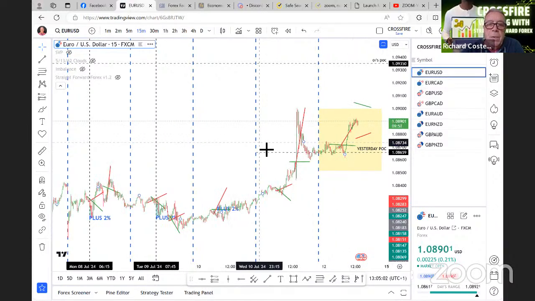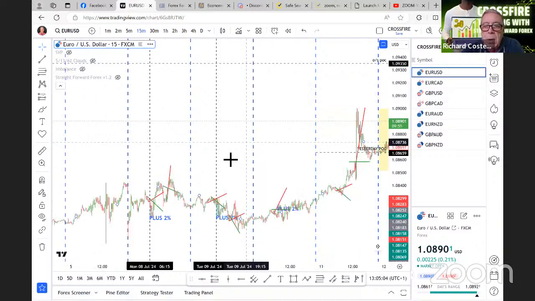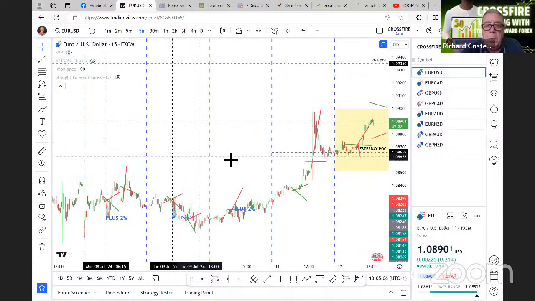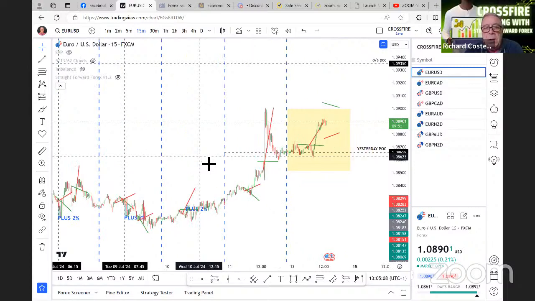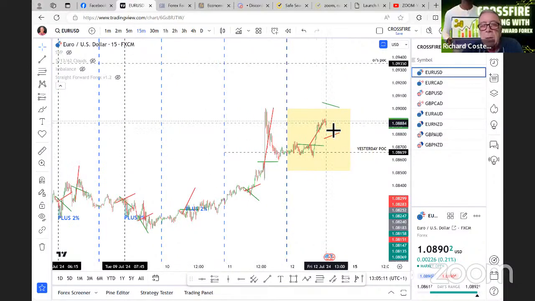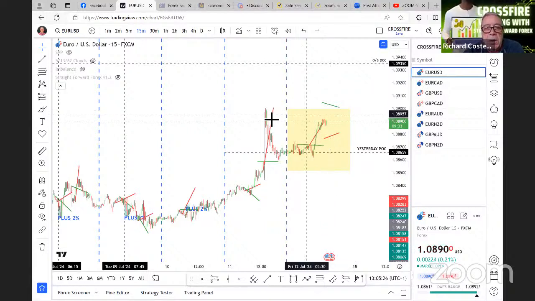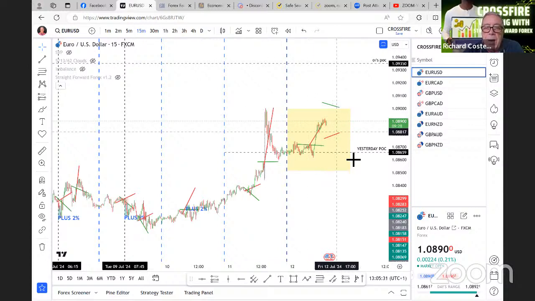Now, that means a number of possibilities exist. Price can either come back down to yesterday's point of control, or it could continue upwards to the edge of this shaded area, which is what I call my field of play. When it gets to that point, it may well do what it did yesterday and return and start to come back down again. And then it could even go down to yesterday's POC.